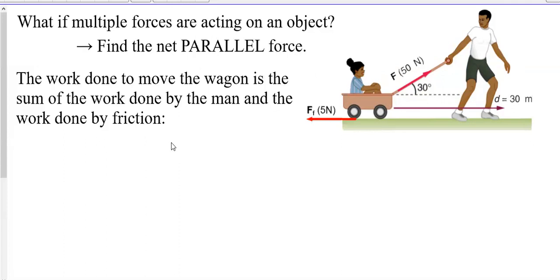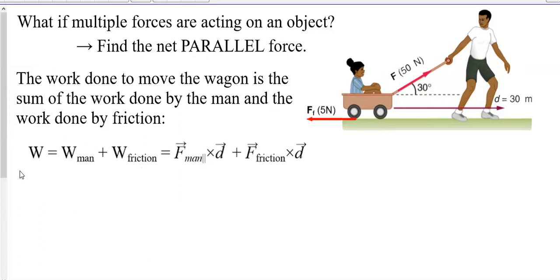So the work done to move the wagon is the sum of the work done by the man and the work done by friction. So you can separate it into two different work equations. The work done by the man plus the work done by the friction. So you would have two separate equations. You'd want the parallel acting force provided by the man multiplied by the displacement moved by the wagon, added to the parallel force of friction multiplied by the distance the wagon travels. Friction is always parallel to the direction of motion. It's just always going to be in the exact opposite direction.